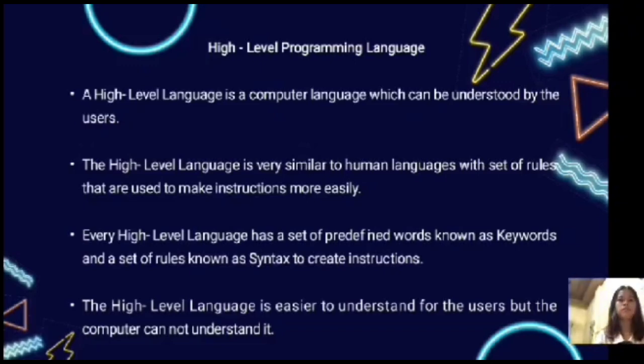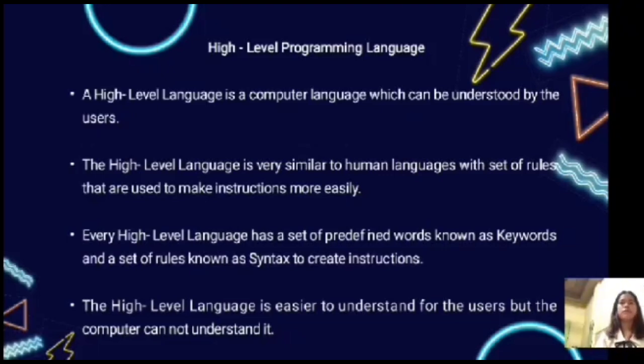Every high-level language has a set of predefined words known as keywords and a set of rules known as syntax to create instructions. So if you want to write a set of instructions using a high-level language, then you must know a few keywords. The keywords are some reserved words which are present in each and every high-level programming language. There are various keywords present in C, C++, Java, Python, and PHP. You also must know the syntaxes of each and every high-level programming language.